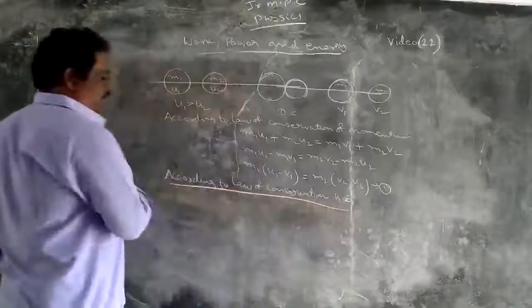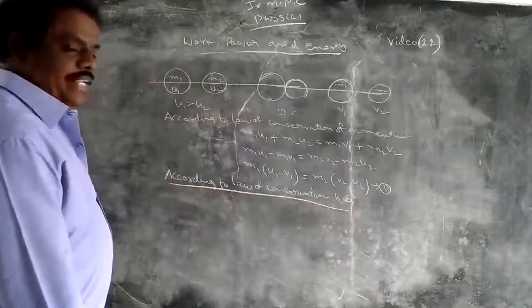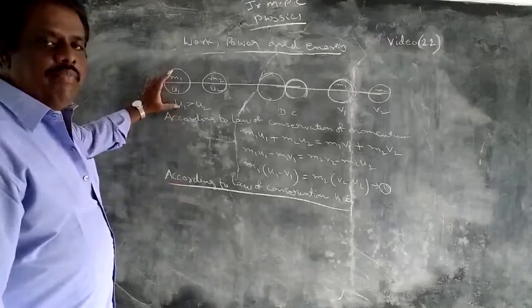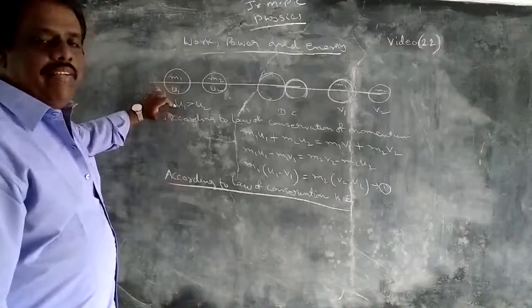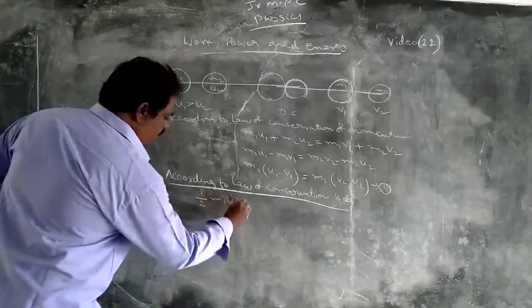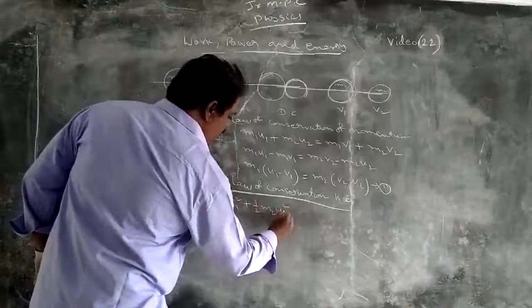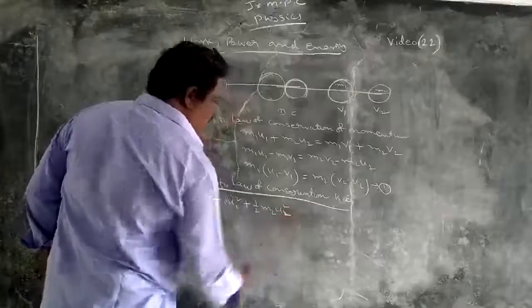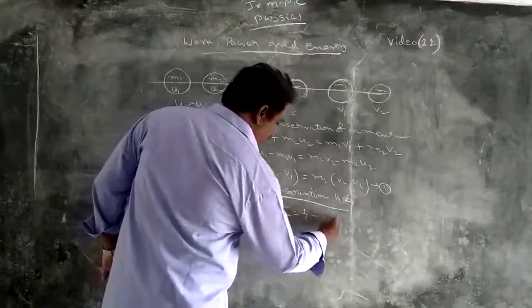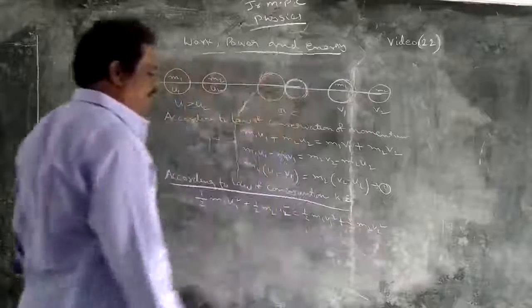Next, according to the law of conservation of kinetic energy. Kinetic energy formula for the first sphere: kinetic energy is nothing but half m v squared. Here the initial velocity is u, so it becomes half m1 u1 squared plus, for the second sphere, half m2 u2 squared. Before collision is equal to after collision: half m1 v1 squared plus half m2 v2 squared.